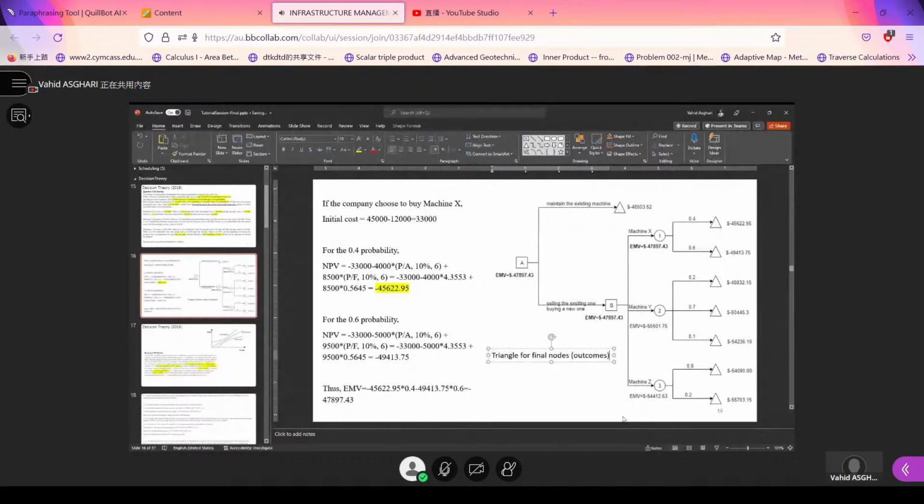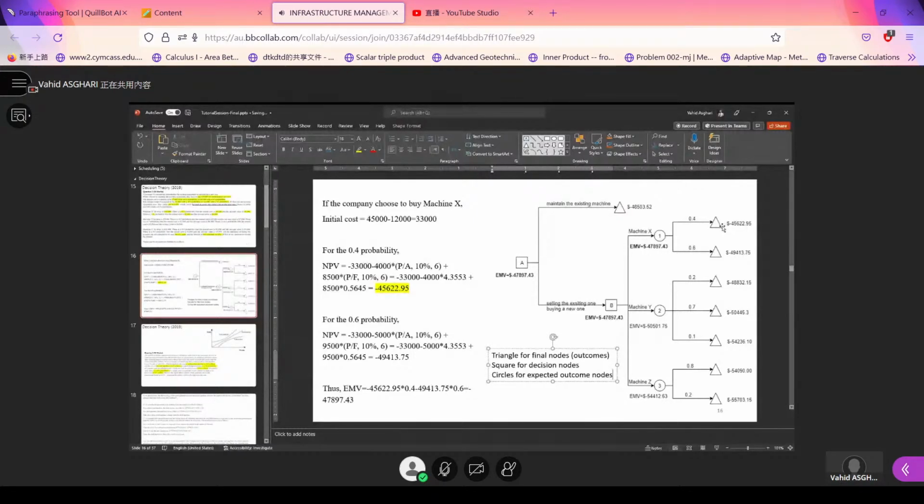A square for decision nodes, circles for outcome, or expected outcome, yes, expected outcome nodes. So as you can see, all final nodes are triangle.